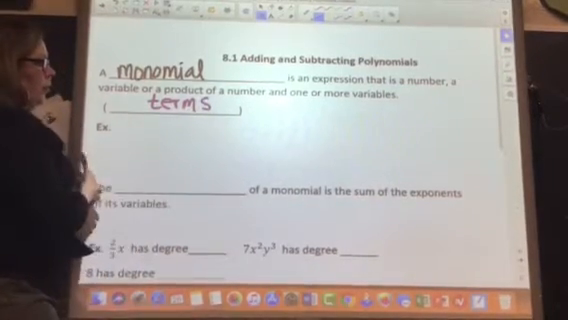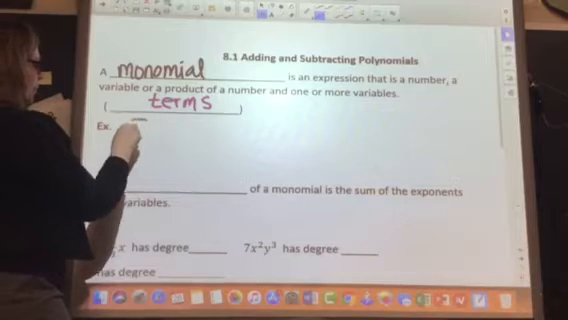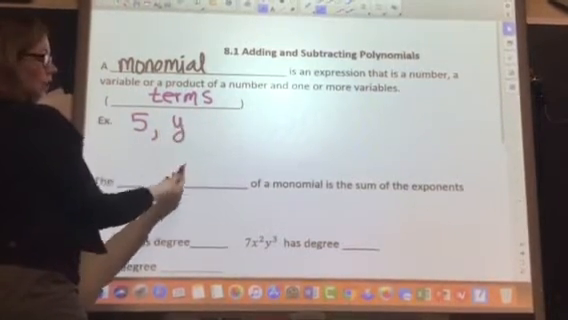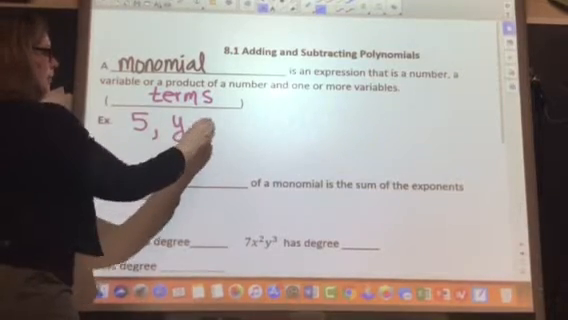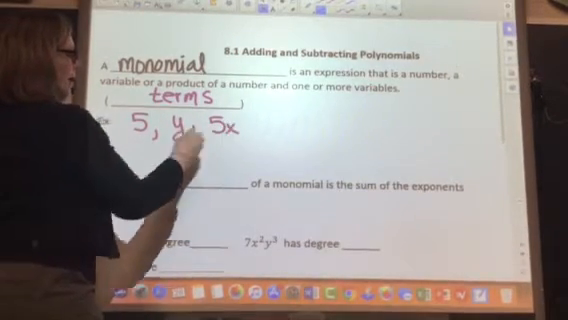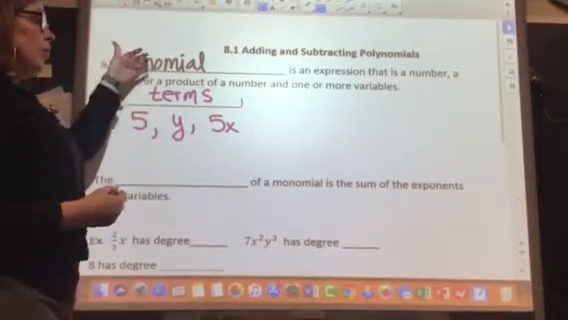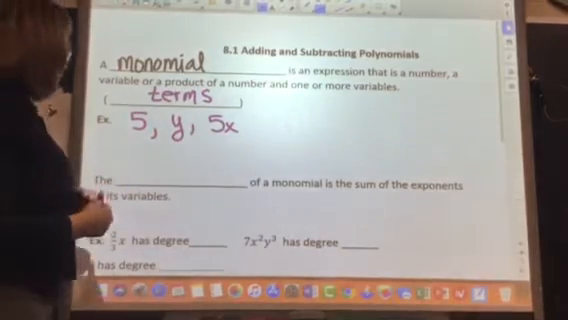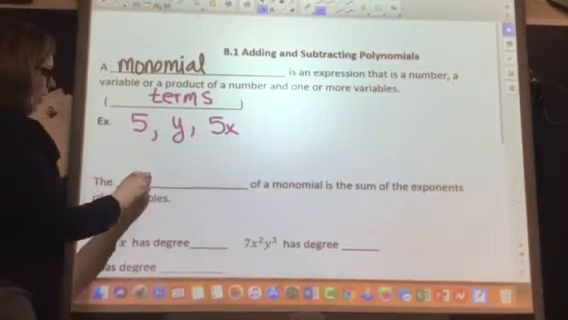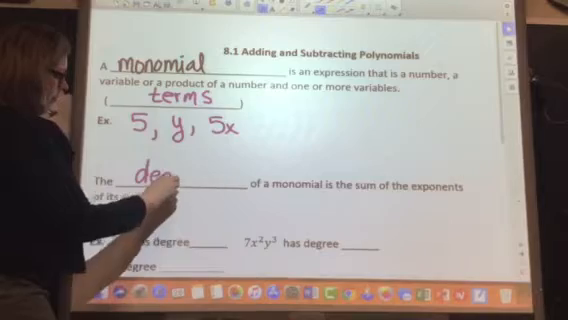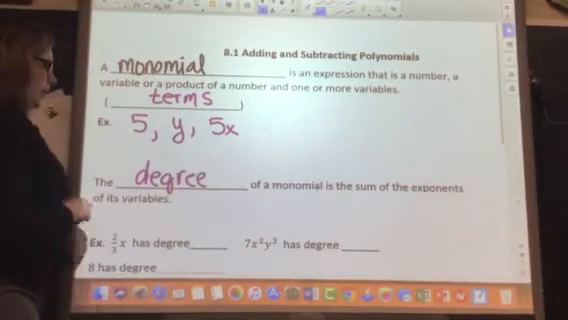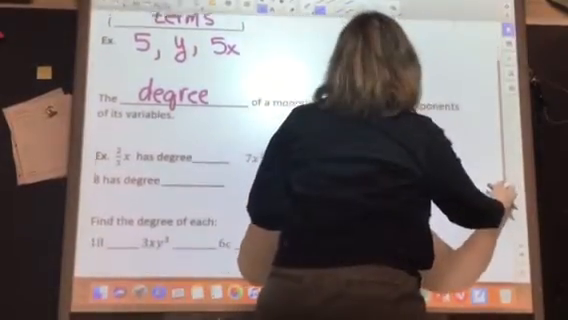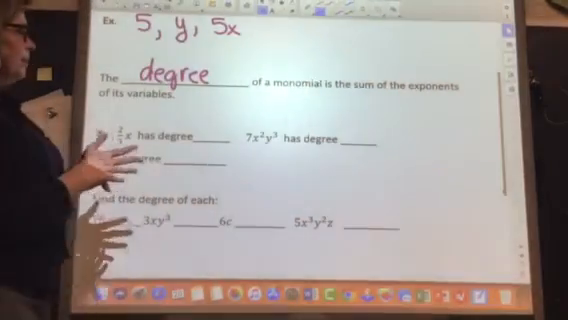So when we talk about a monomial, we say it's an expression that could be a number, like the number 5. It could be a variable, like y, but it also could be the product of a number and a variable, like 5x. You use monomials or terms when you start combining like terms, okay? The degree of a monomial is the sum of the exponents of its variables. Meaning you take all of the variables and you add up the exponents.